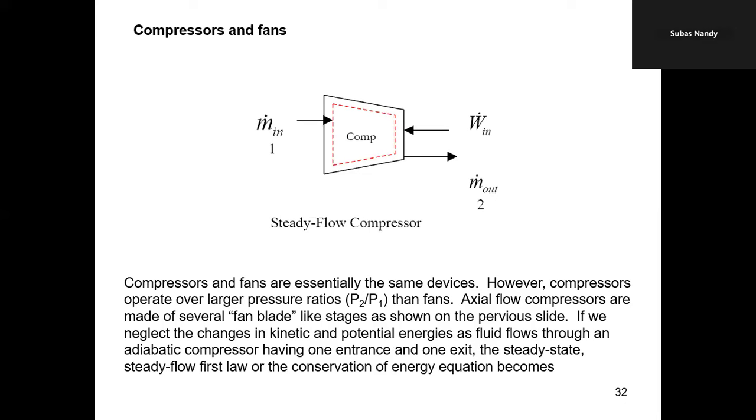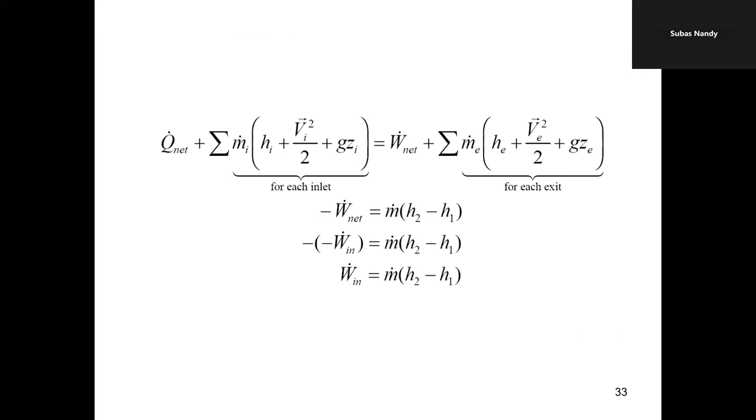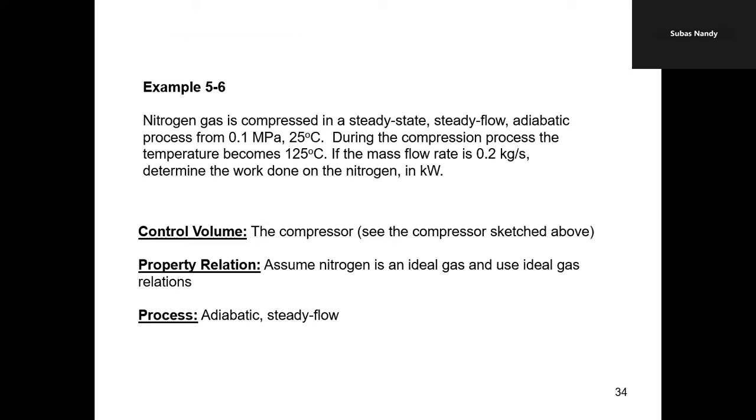Compressors and fans are essentially the same devices. However, compressors operate over large pressure ratios, P2 over P1. Fans and axial flow compressors are made of several fan blade-like stages, as shown on the previous slide. If we neglect the changes in kinetic and potential energies as the fluid goes through an adiabatic compressor having one entrance and one exit, the steady state, steady flow first law or conservation of energy equation becomes again the same thing: W dot in is equal to m dot times h2 minus h1.